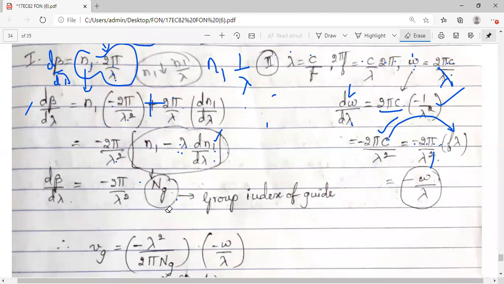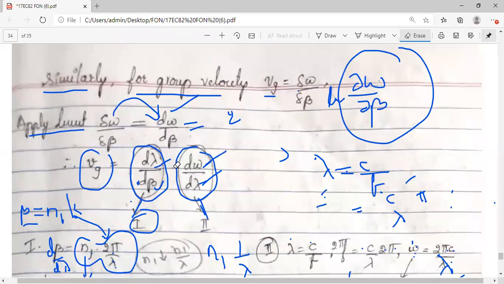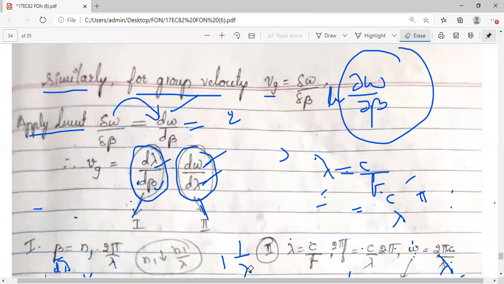Separately, we have seen d beta by d lambda, and one more, d omega by d lambda. So these two separately we have calculated. Now what we have to do? We have to substitute this. Before that, I think one more thing is necessary here.